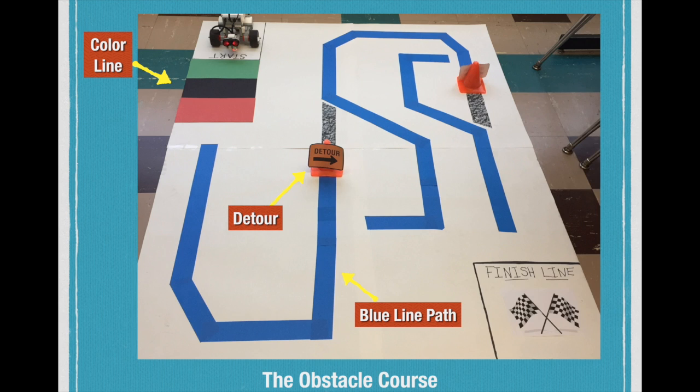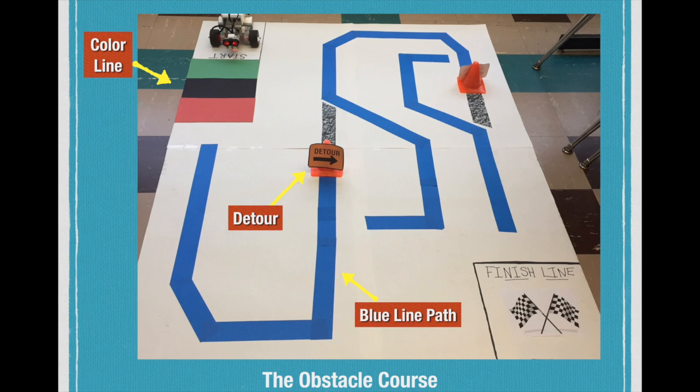Here's the obstacle course. As you can see, there is a start box. The robot must begin in the start box. It then has to identify verbally the colors green, black, and red before moving on to the blue lined path. It must stay on the line path until it comes to a detour. It cannot touch the detour. It needs to back up in time before it touches the detour and take the alternate route.